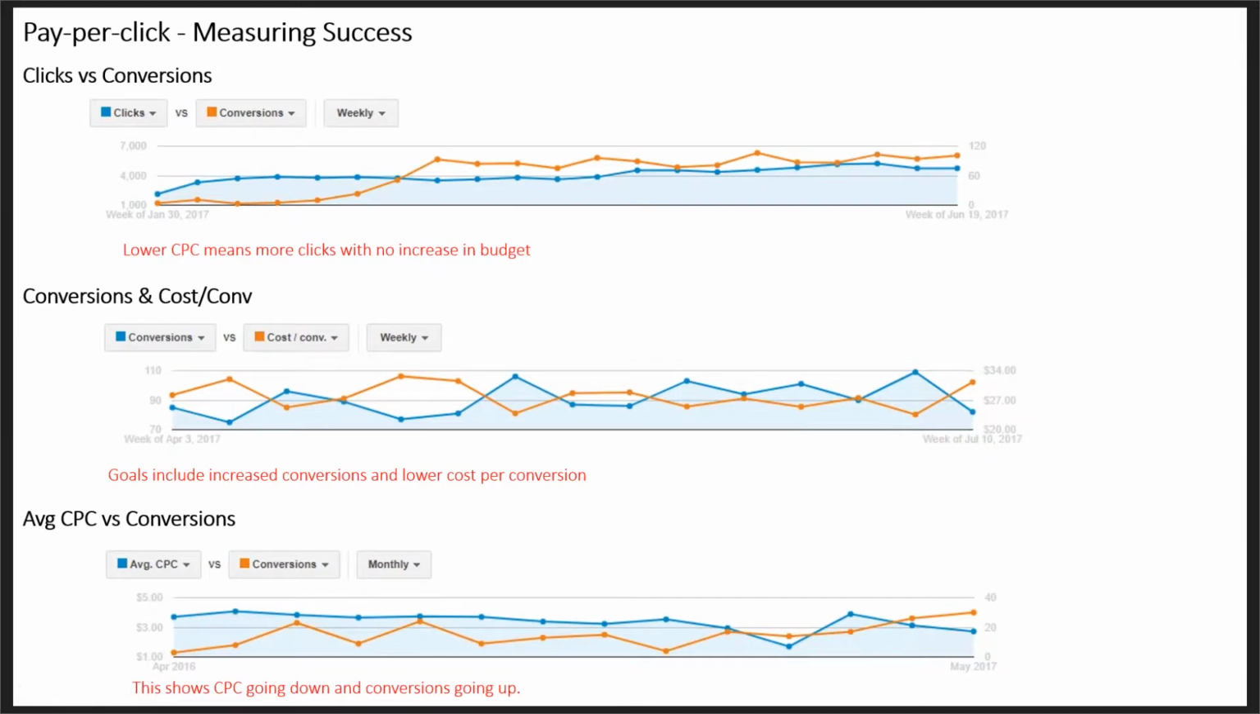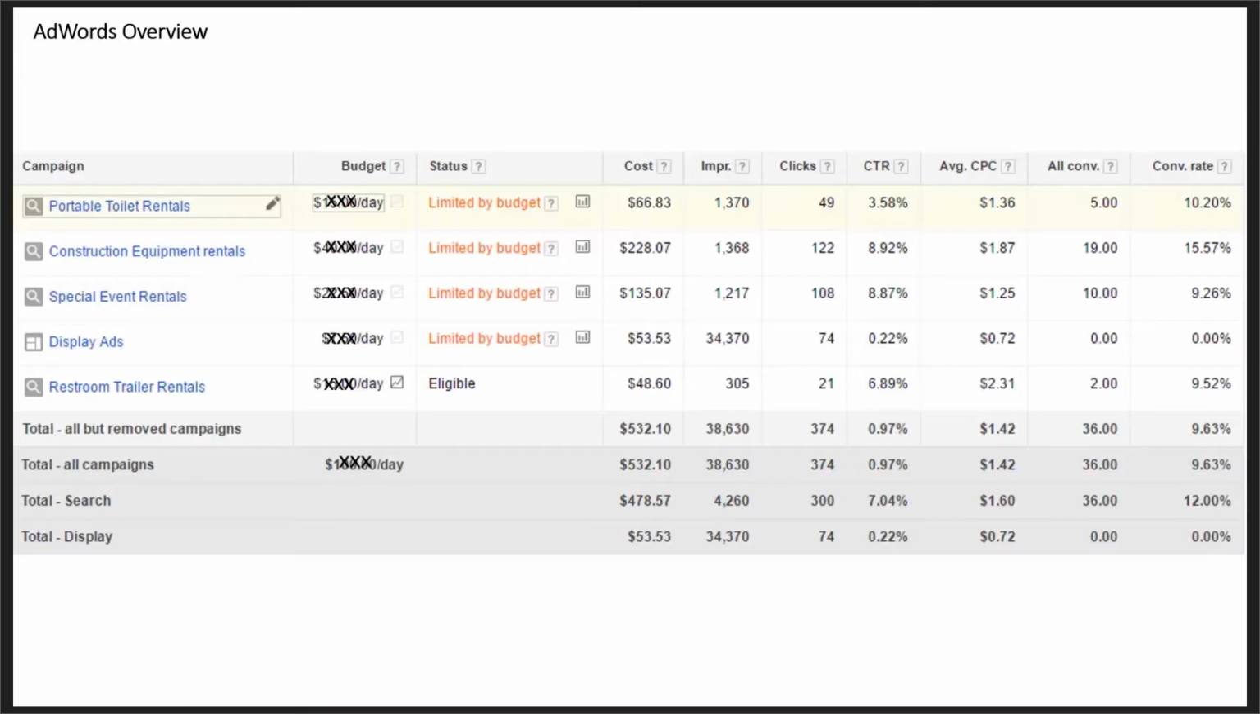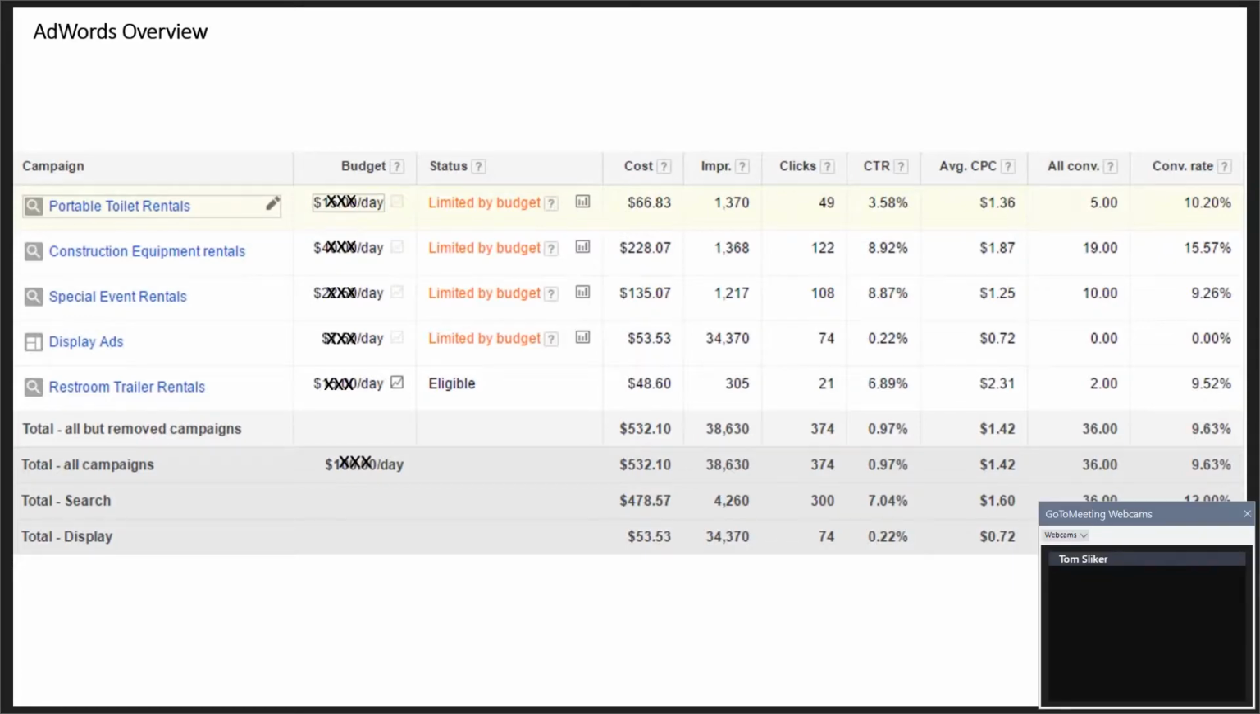This average cost per click versus conversions graph shows you that you can lower your cost per click and still increase your conversions. And this is your goal. That's all the graphs that I have for you. Hopefully that shows you how measuring all those different metrics can help you really improve your AdWords and get more for your money.